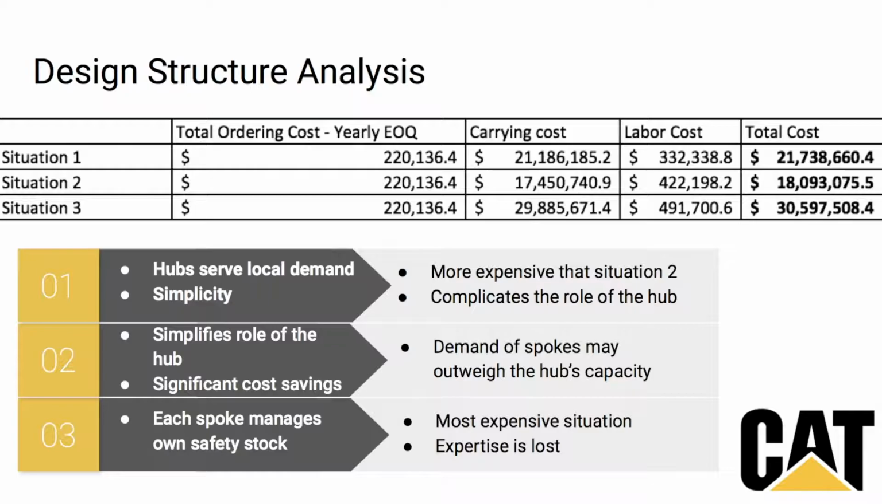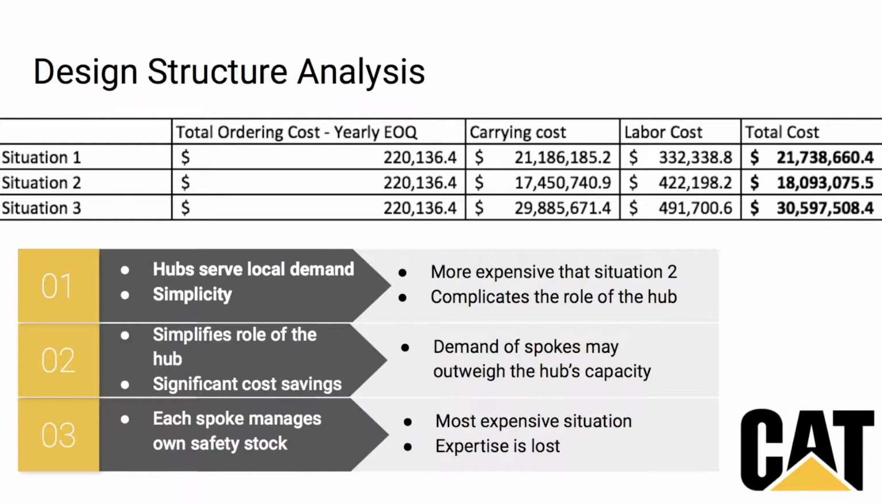The first situation is beneficial because the hubs only serve local demand, and that's a very simple system. But the drawbacks are that it is more expensive than situation 2, and it complicates the role of the hub by having them serve both local demand and their spoke demand. Situation 2 simplifies the role of the hub even further to say that it only serves their spokes. And this also provides significant cost savings. The downside of this is that the demand of the spokes may outweigh the hub's capacity.